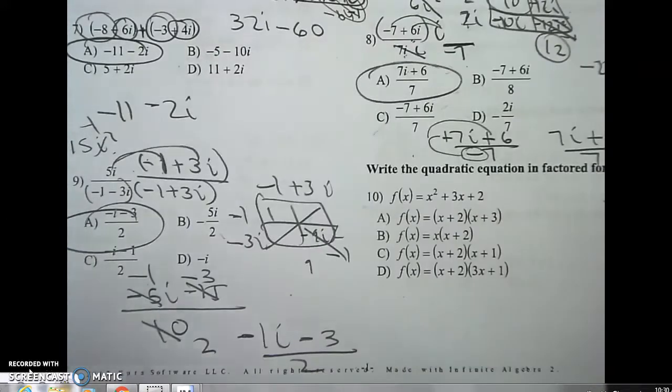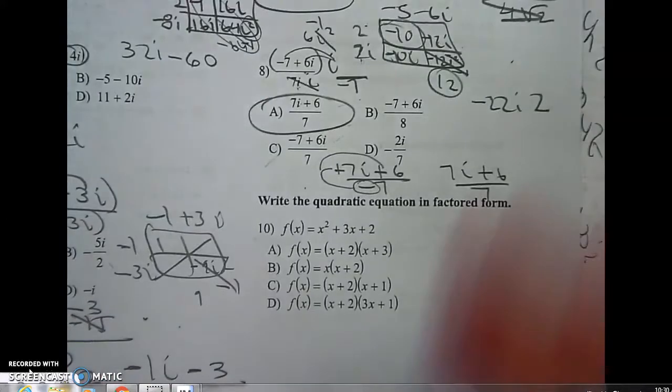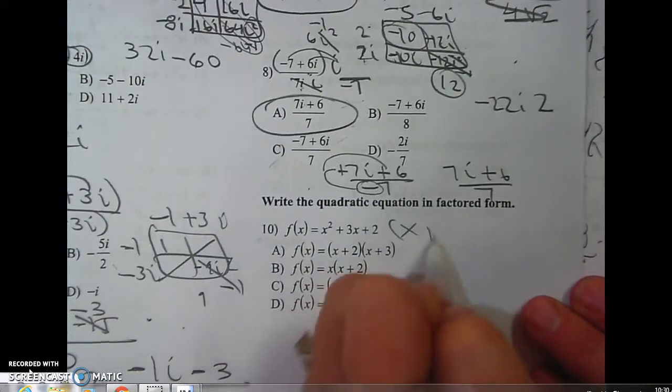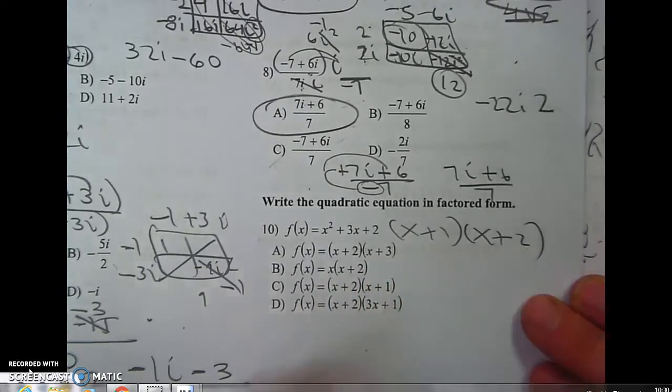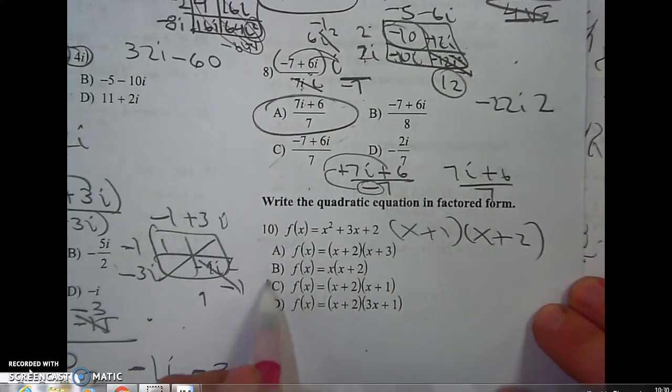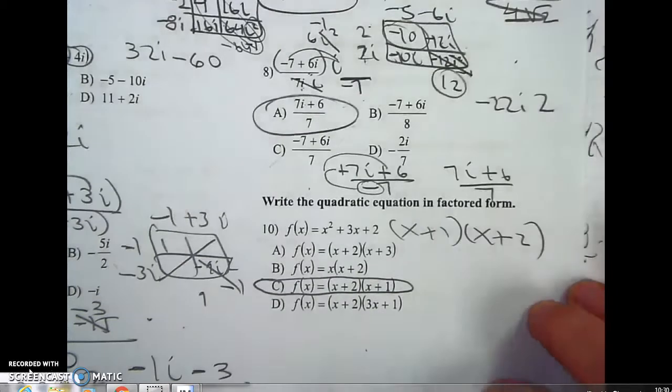A. All right. Last one on the page, write the quadratic equation in factored form. I like this one, it's quadratic. So I know that it is C. Page 1, done.